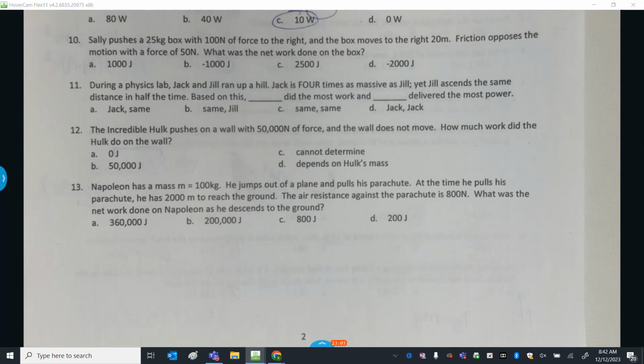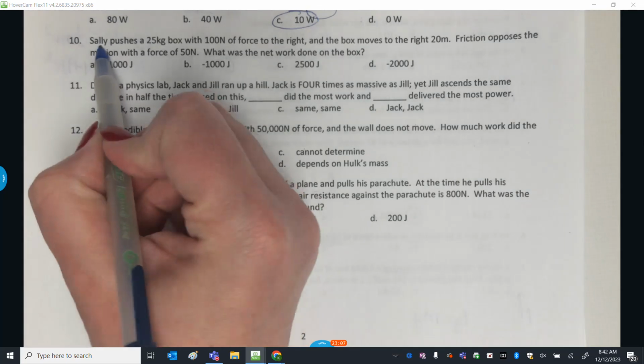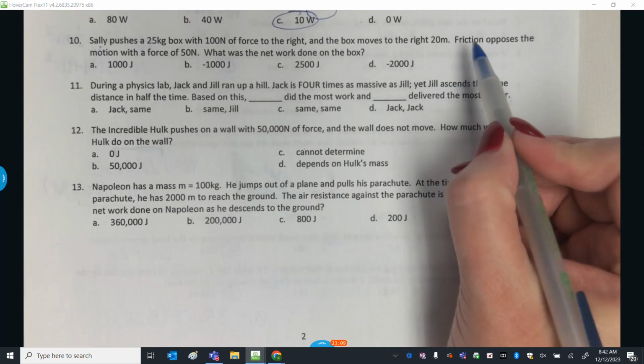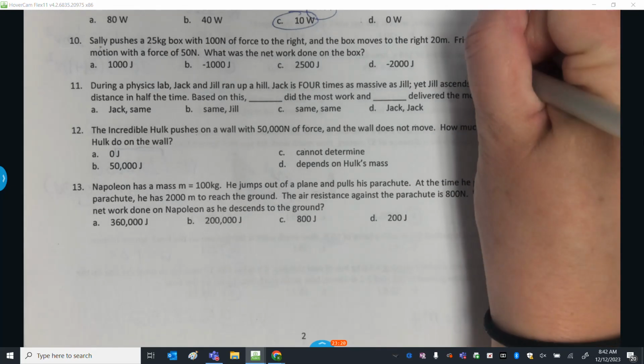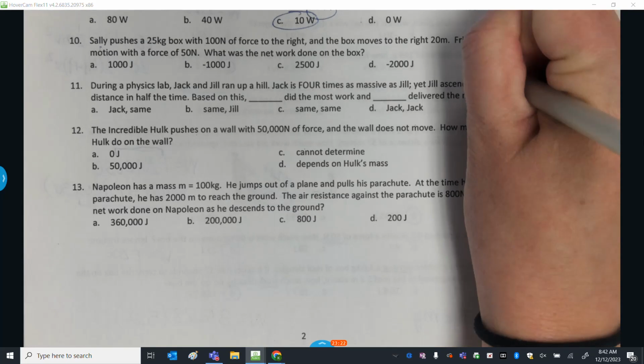Again, if I ask you for net work, you can either find how much work Sally does and then find how much work friction does and then get the total work. Or get the net force. Again, net work is net force times displacement. That's a little easier. And to get net force, I'm going to start with a free body diagram.